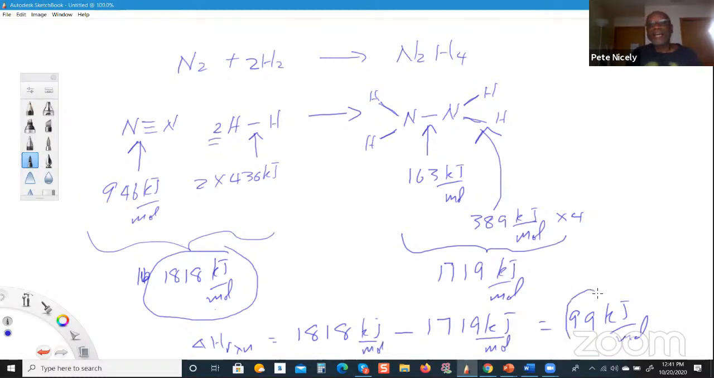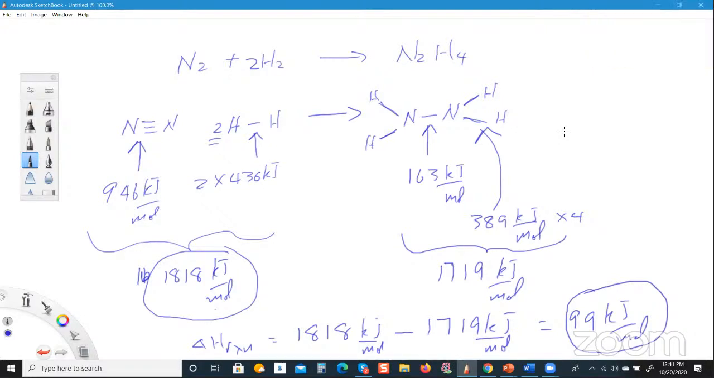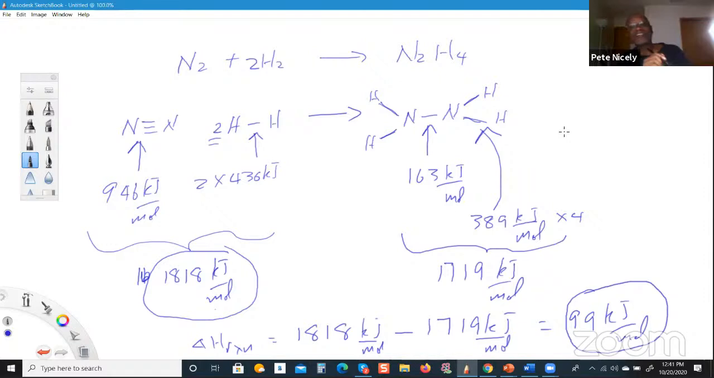And this is therefore the answer. So that's basically how we use the bond dissociation energies to calculate the enthalpy change of a reaction. Now let me say again what I said earlier. This works best for gaseous reactions. In this case, it works well because these are all gases, even though hydrogen can exist as a liquid, but I'm assuming it's a gas in this case.